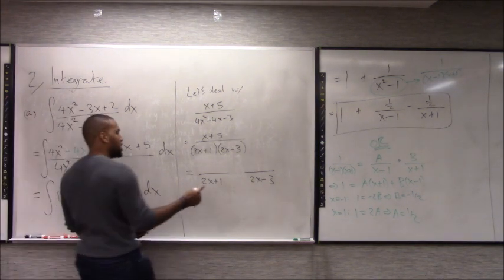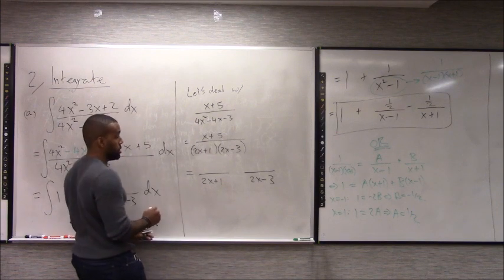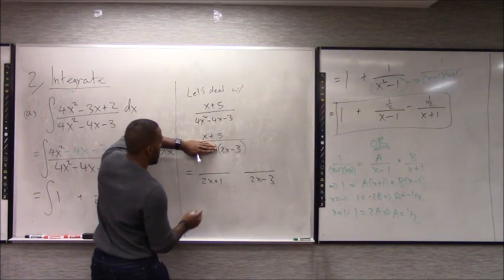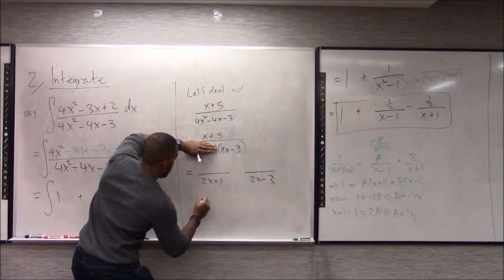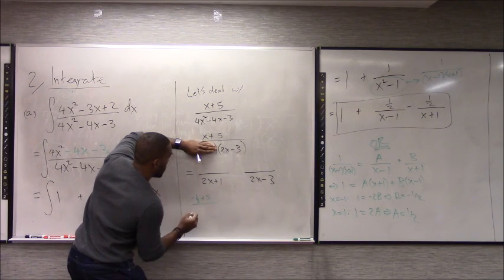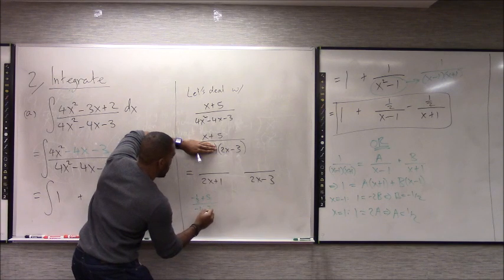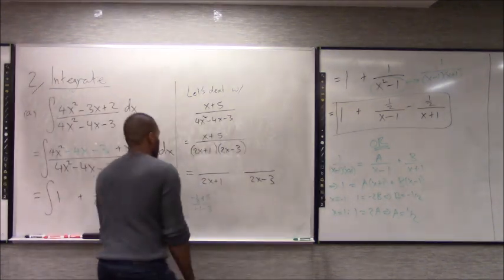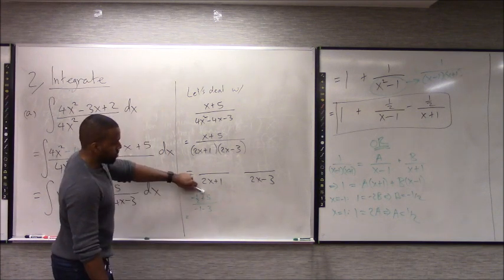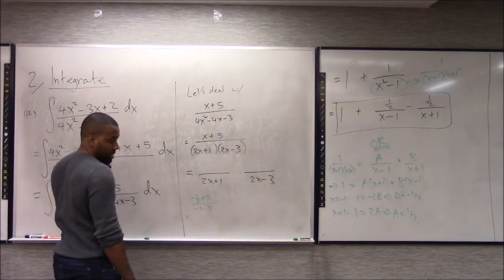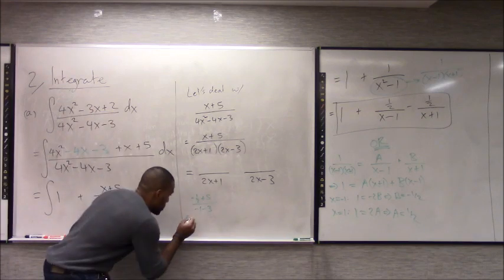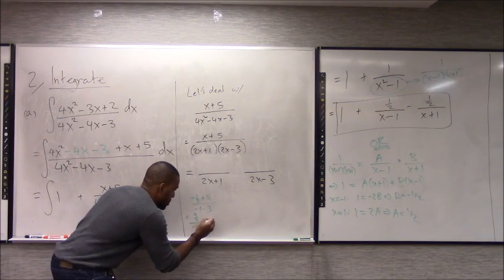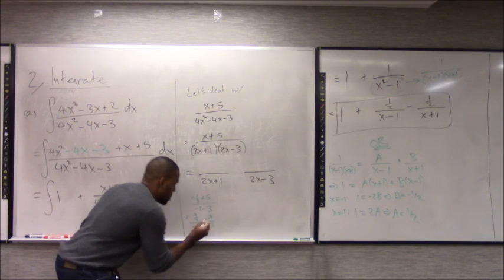So x equals minus a half is going to make this 0, right? So I'm going to cover that up and plug in minus a half. So I'm going to get minus a half plus 5 over minus 1 minus 3. So that's going to give me, well, 5, I can think of that as 10 over 2. So in the top here, there's 9 over 2, all over minus 4. So this gives me 9 over 8.